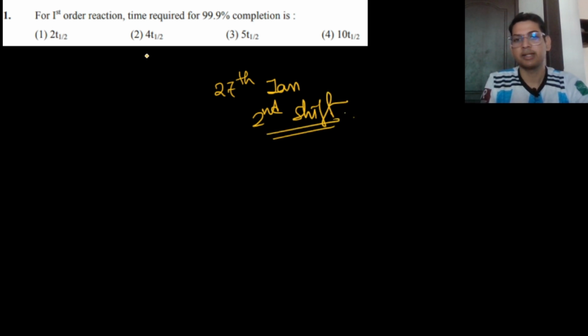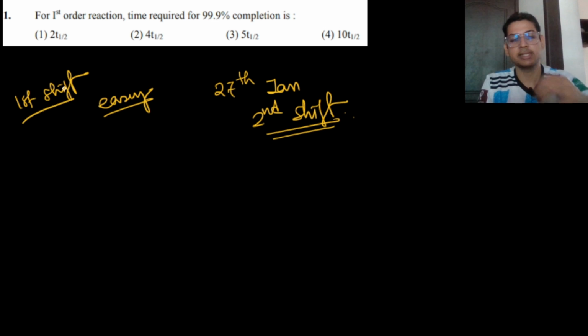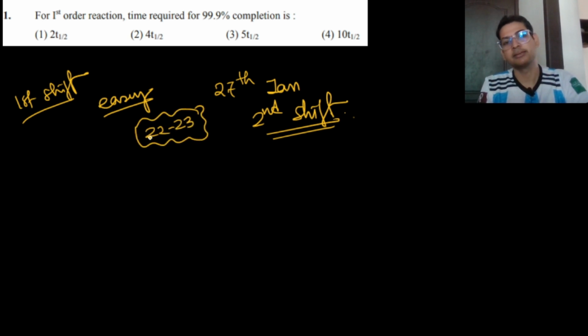So if you ask me what is the overall quality of this paper, I will say it's easy, but the first shift paper was easier. The second shift paper is also easy. You can definitely score at least 22 to 23 questions from here, and you will get marks from this chemistry part, right? So without wasting any time, we should start and we will solve these questions.